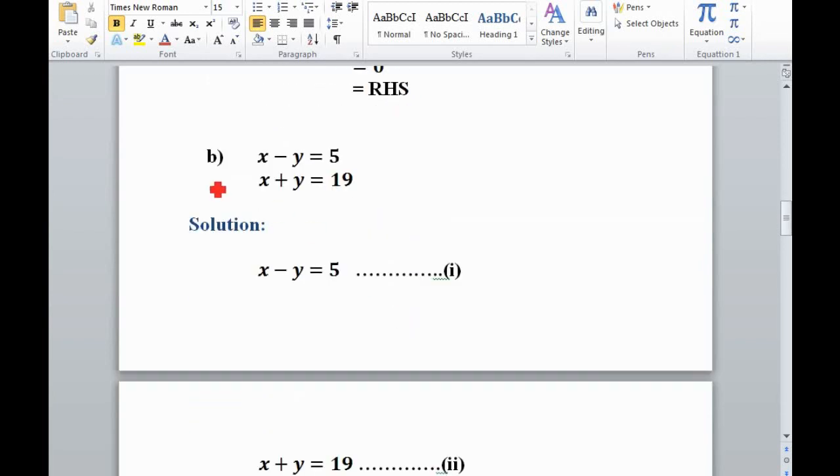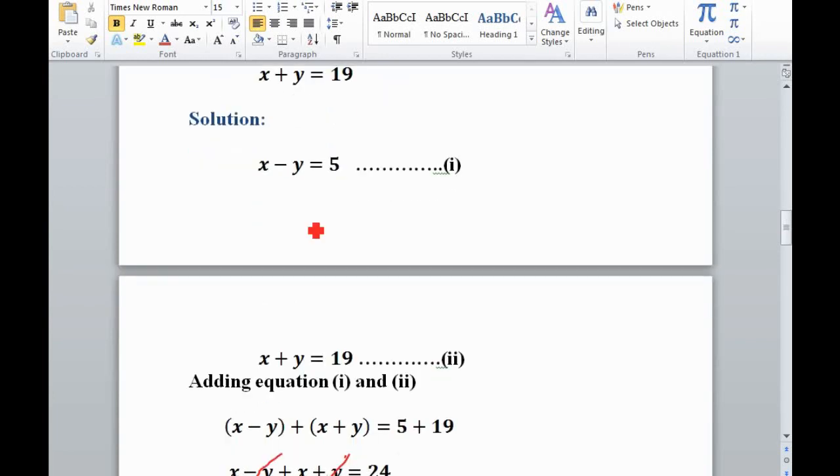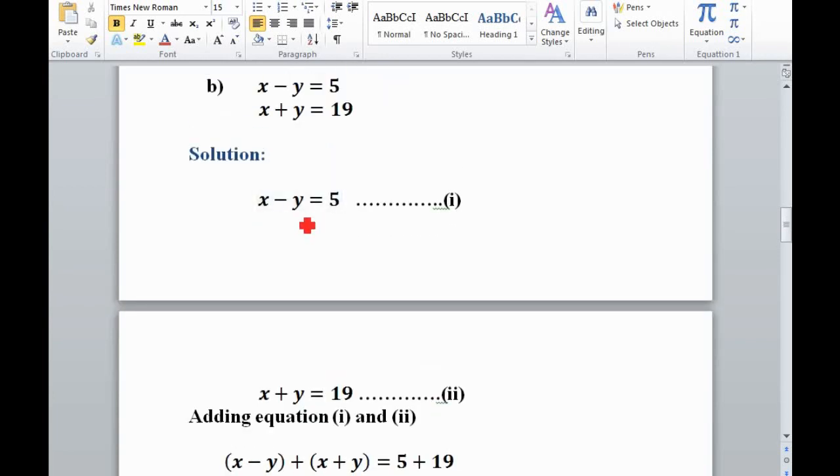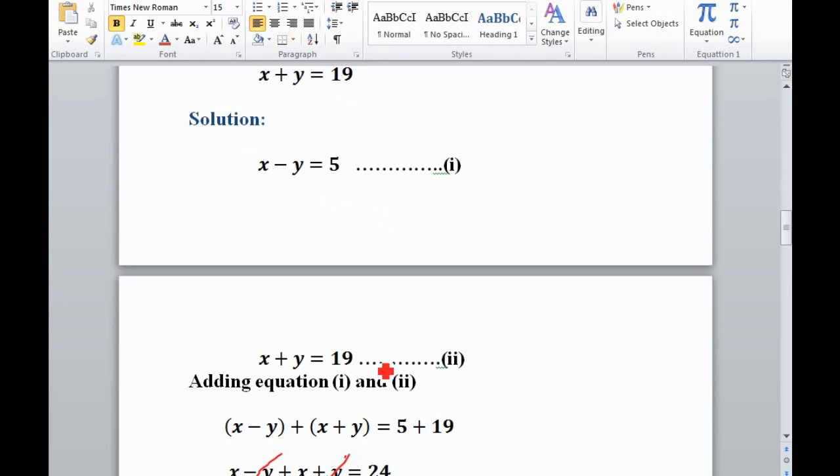Second part from this question, part B. Again, we have two linear equations in two different variables x and y. Equation 1, x minus y equals 5, and equation 2, x plus y equals 19. So first of all, I am going to label these two equations as equation 1 and equation 2.